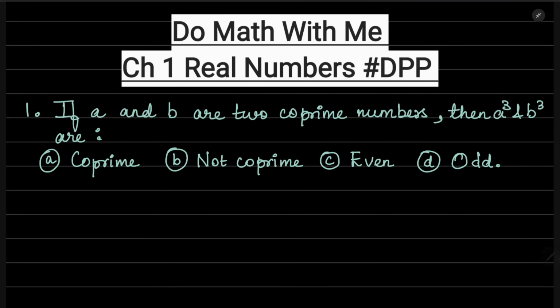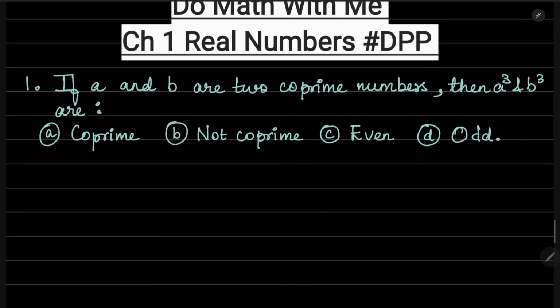In Do Math with Me, in the daily practice questions today, we have a set of questions from Chapter 1, Real Numbers. The first question for the day is, if A and B are two co-prime numbers, then A cube and B cube are. The options are co-prime, not co-prime, even and odd. So let's do it with an example. Suppose you have got the two numbers A and B as 2 and 3 respectively.